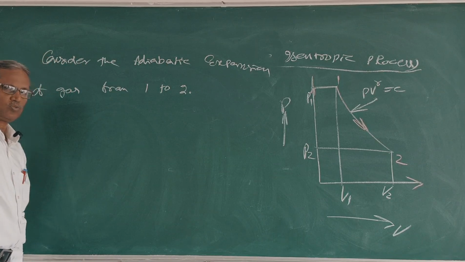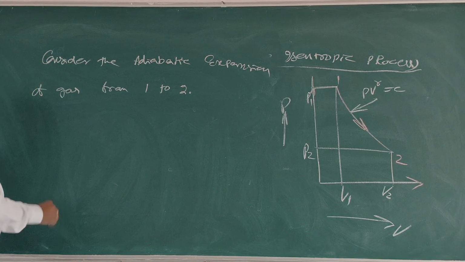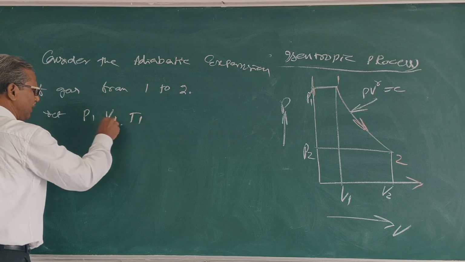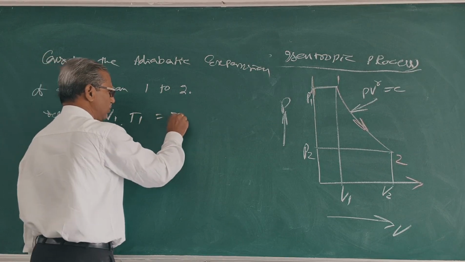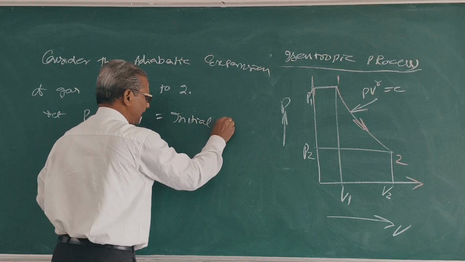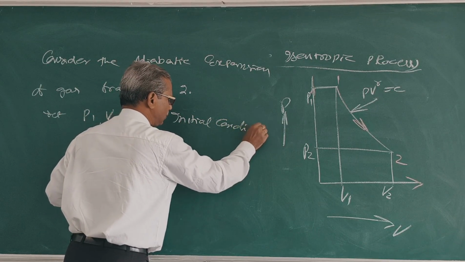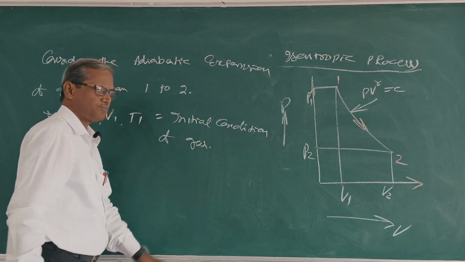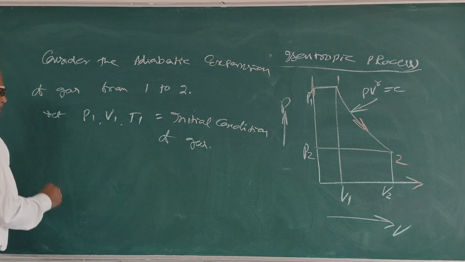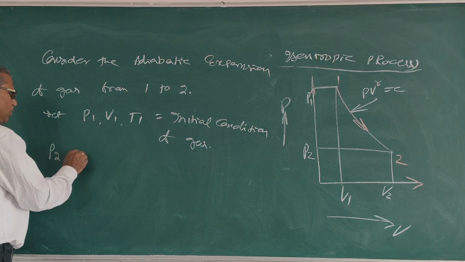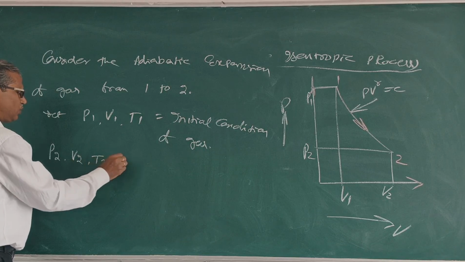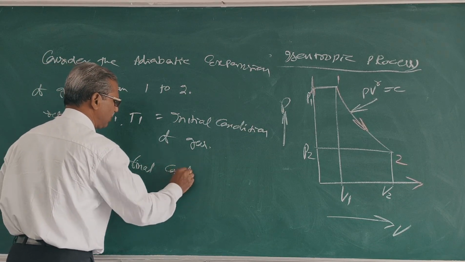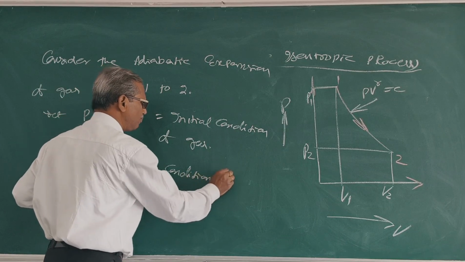Let P1, V1, T1 be the initial condition of a gas, and P2, V2, T2 be the final condition of a gas. Clear?